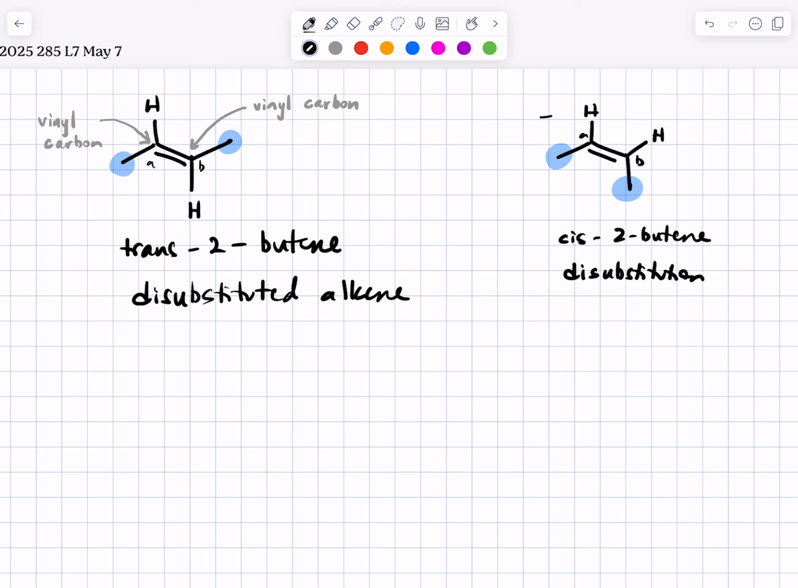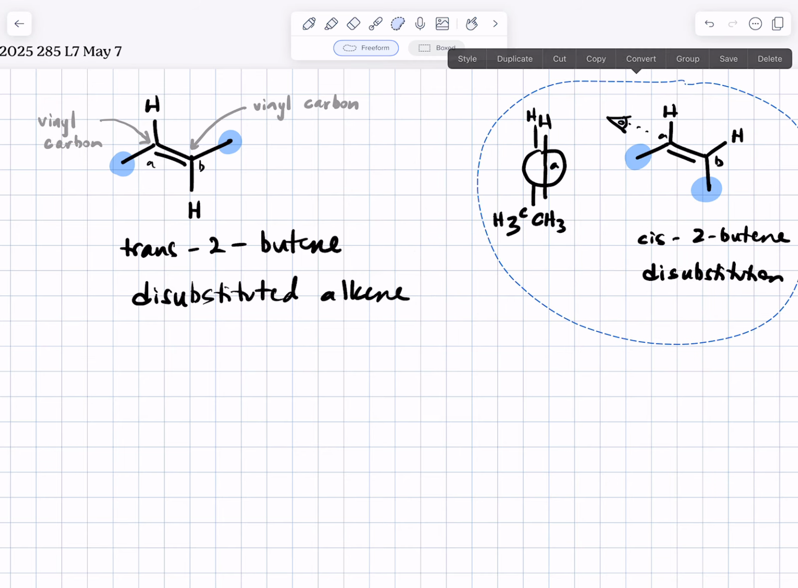And in fact, if you looked down this bond between A and B, what you would see is vinyl carbon A in the front with a methyl group pointing straight up, a hydrogen pointing straight up and a methyl group pointing straight down. That's how this carbon would look if you looked at it from a Newman projection. And then carbon B in the back we can't see, but we can see the hydrogen pointing up and the other methyl group pointing down. So that's the Newman projection for cis-2-butene.